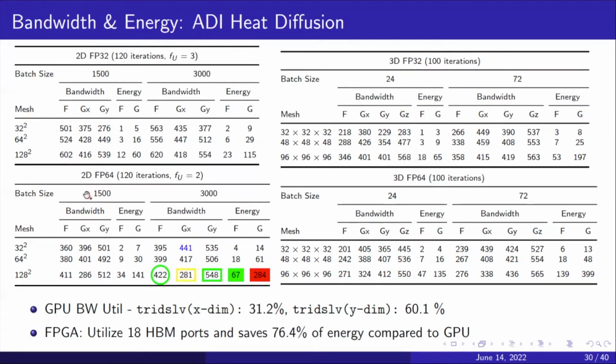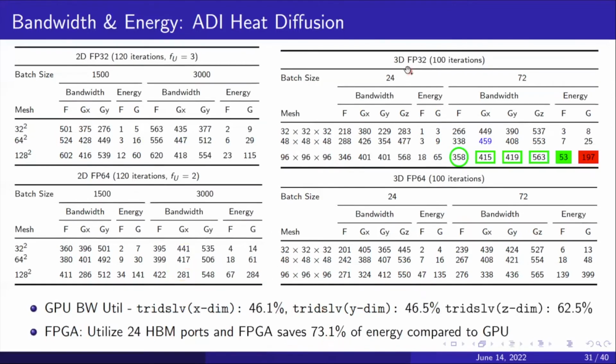And for the 2D ADI double precision case, FPGA reaches around 422 gigabytes per second, and GPU's bandwidth was higher, around 441, but then later it slightly dropped to 281. But Y solve bandwidth remains at a good level, and it goes up to 548 gigabytes per second. When it comes to energy, FPGA saves 76.4% of energy consumed by GPU.